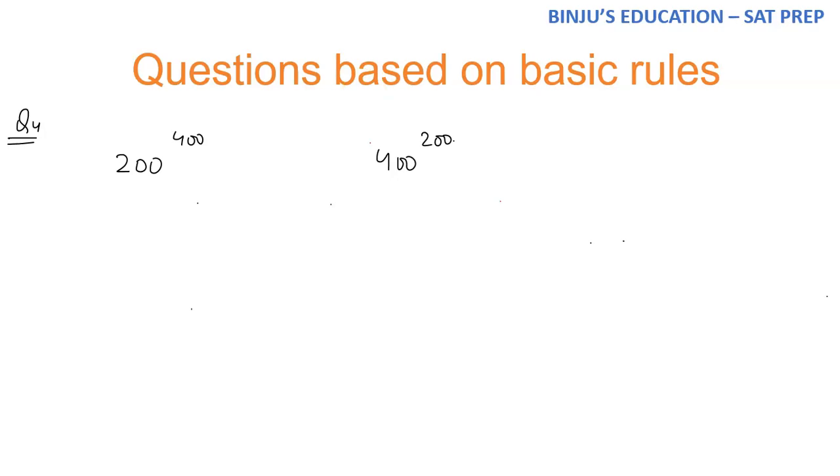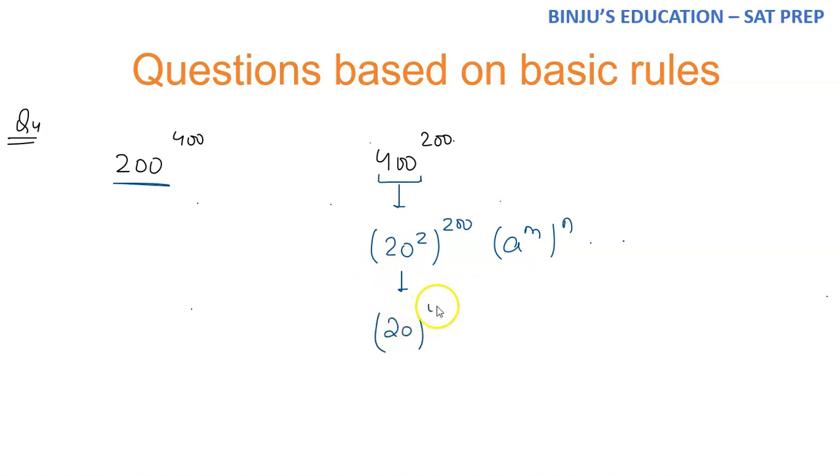On the left hand side, the left expression that I have is 200 to the power 400, and I'm not going to change this. I'm going to keep it as it is. But on the right hand side, the right expression is 400 to the power 200. I can rewrite 400 as 20 square to the power 200, and I can use the property a to the power m to the power n is a to the power m into n, and this expression will become 20 to the power 400. So you can see for yourself which of them is greater, and it's 200 to the power 400.